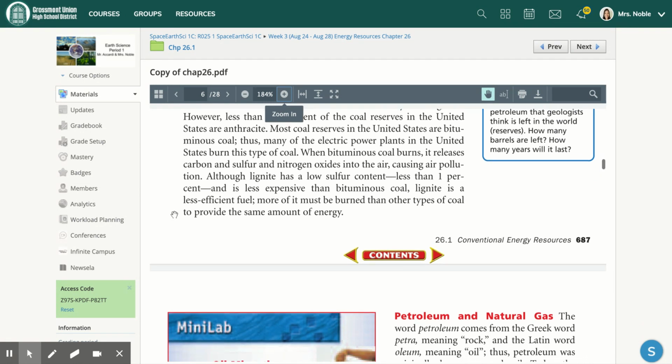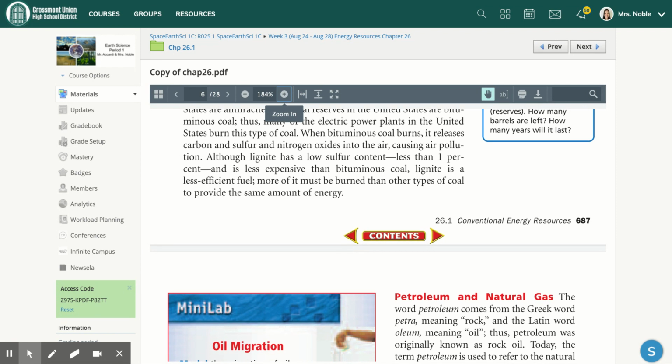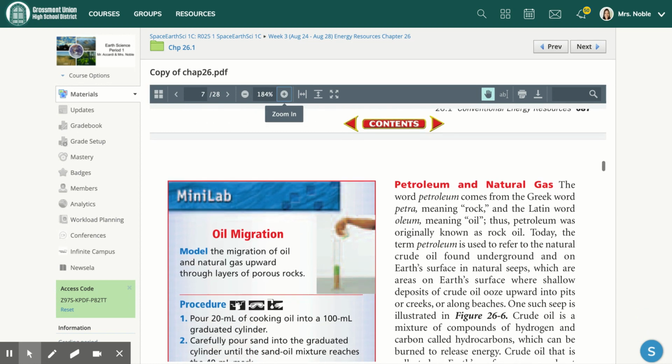Although lignite has a lower sulfur content, less than 1%, and is less expensive than bituminous coal, lignite is a less efficient fuel. More of this must be burned than other types of coal to provide the same amount of energy.